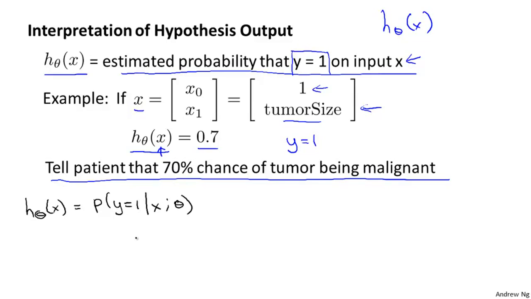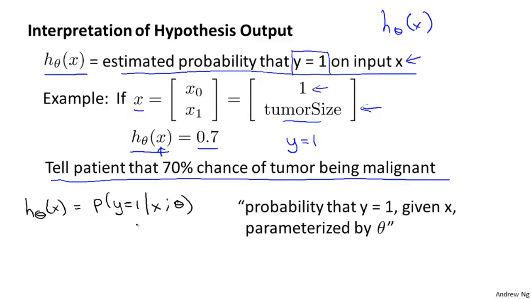So for those of you that are familiar with probability, this equation may make sense. If you're a little less familiar with probability, here's how I read this expression. This is the probability that y is equal to 1 given x, given that my patient has features x, or given my patient has a particular tumor size represented by my features x, and this probability is parameterized by theta. So I'm basically going to count on my hypothesis to give me estimates of the probability that y is equal to 1.